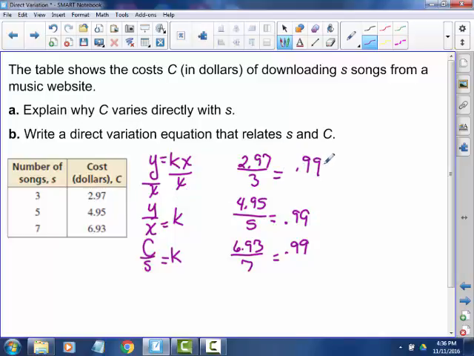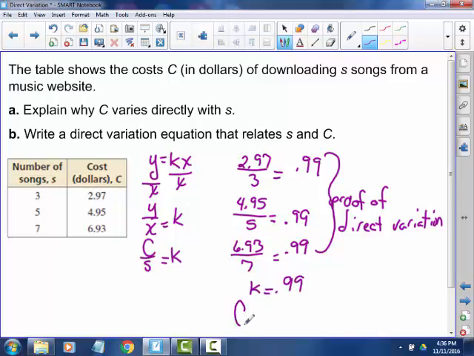So not only does this show direct variation, but it also gives us our k value. So since we now know that k is 0.99, we can write our equation C equals 0.99 S.